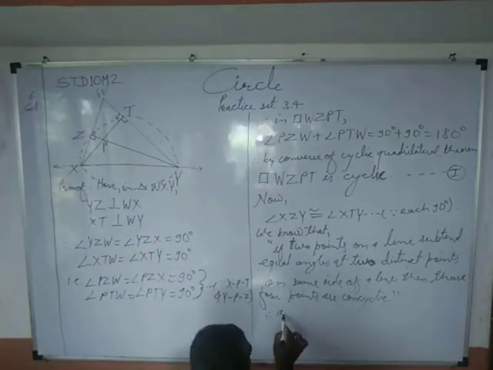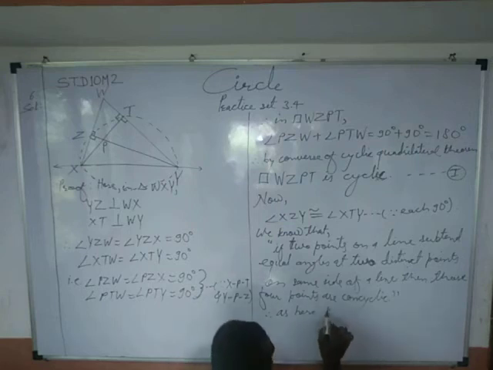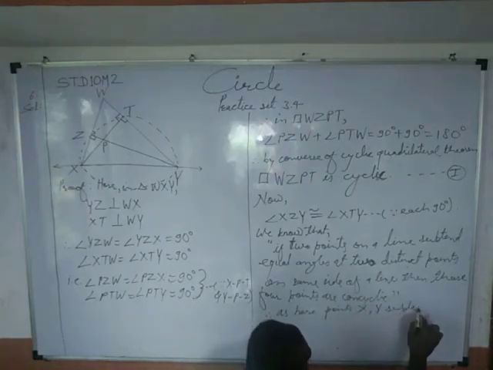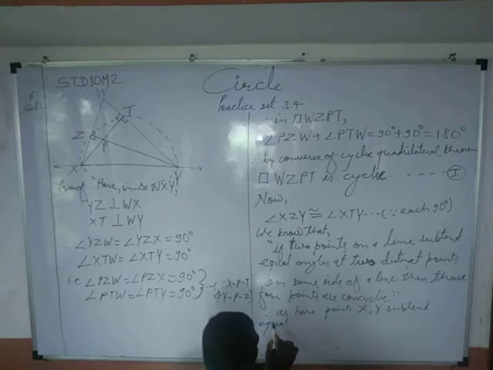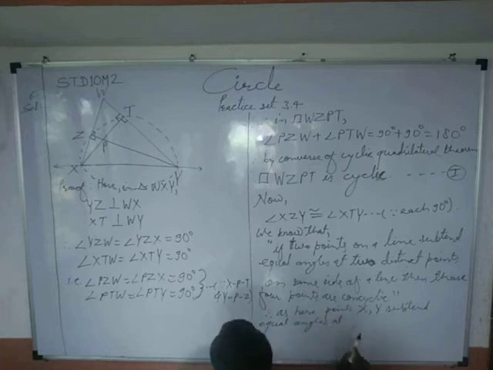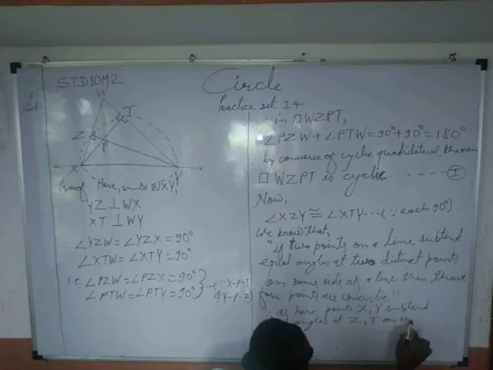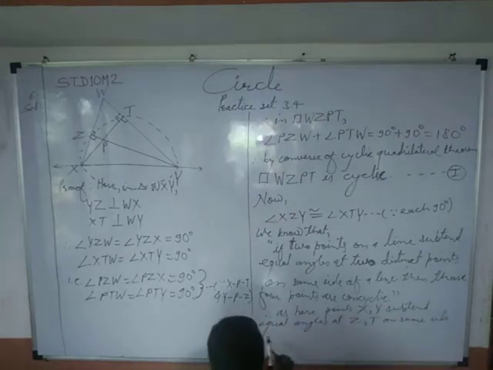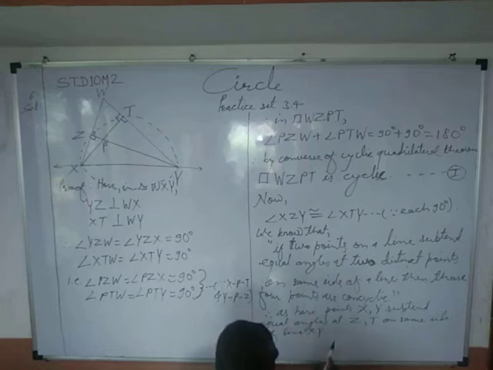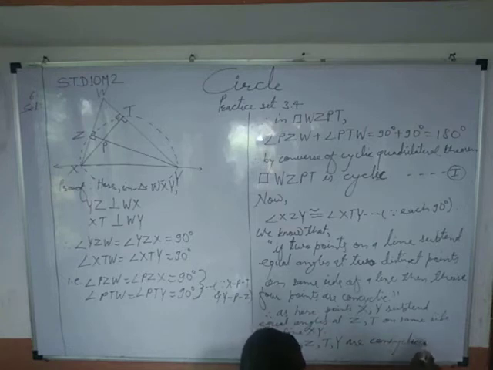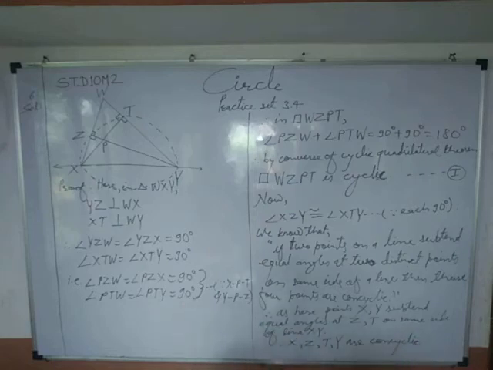Okay, and therefore, as here points X, Y subtend equal angles at Z, T on the same side of line XY, therefore X, Z, T, Y are concyclic. Okay, hence the proof.